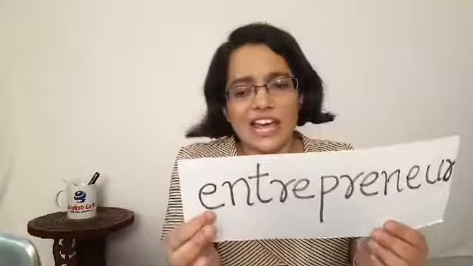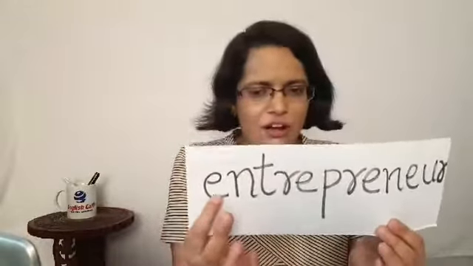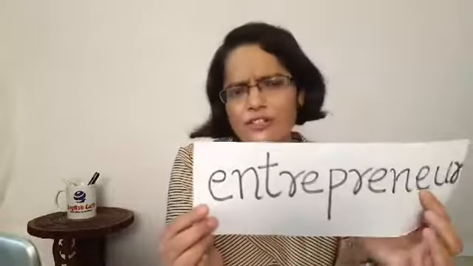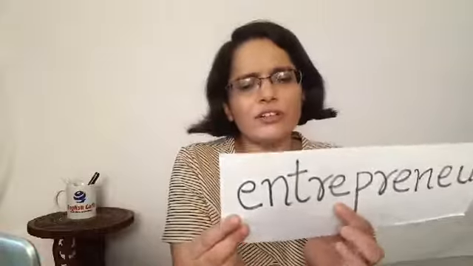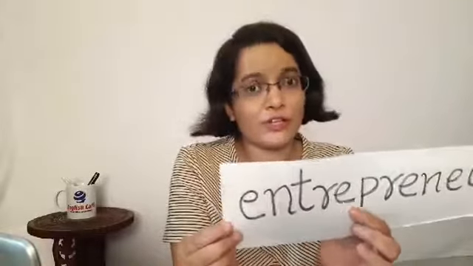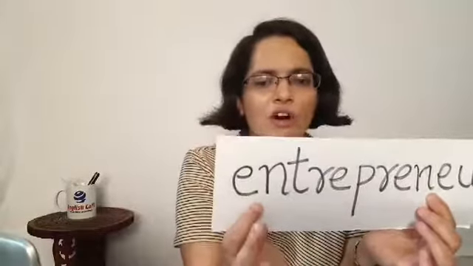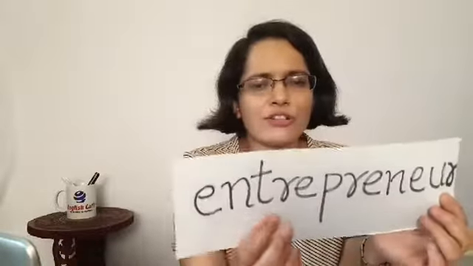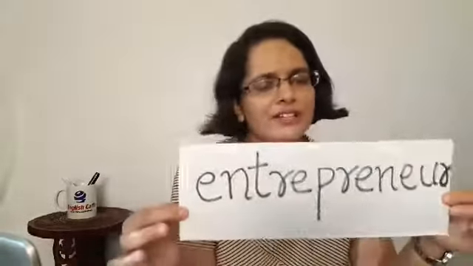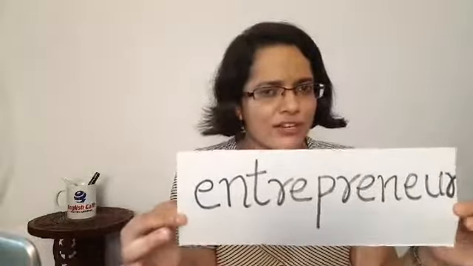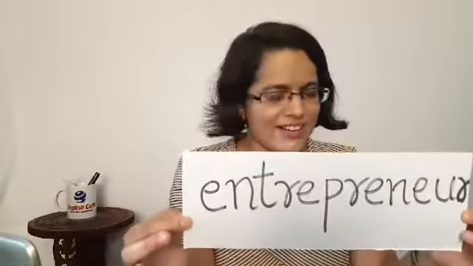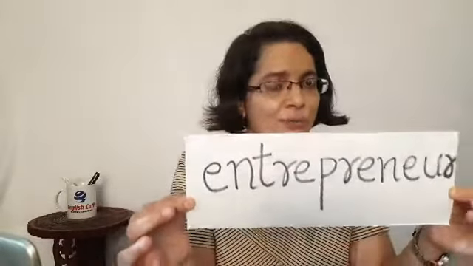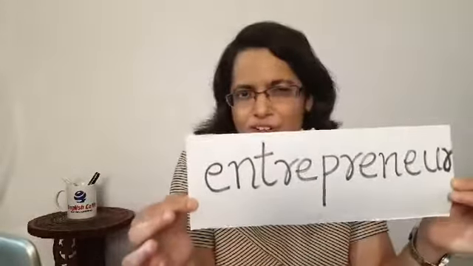First of all, this first part is pronounced "on", so you say "on-tre". You don't say "enter", it's not "enter", it's "on-tre". We talked about syllables, so here they are. So the right pronunciation for this word is entrepreneur. An entrepreneur is a person who starts a business. Do you know any entrepreneurs?